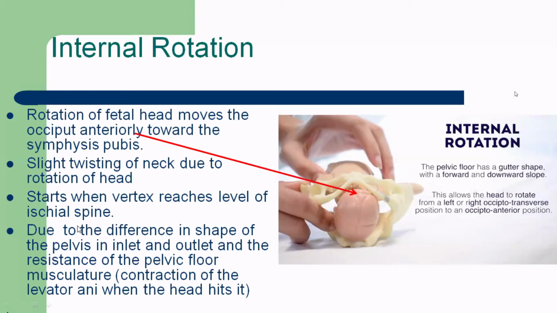Due to the difference in shape of the pelvis in inlet and outlet, and the resistance of pelvic floor musculature, there is contraction of the levator ani when the head hits it, because the property of muscle is such that whenever it is hit by any hard object, it contracts. And because of the direction of the muscle fibers, it will facilitate the rotation of occiput from one of the oblique or transverse diameter to anterior position. After complete internal rotation, this sagittal suture will be in the midline. Otherwise it will be in oblique diameter or in the transverse diameter.